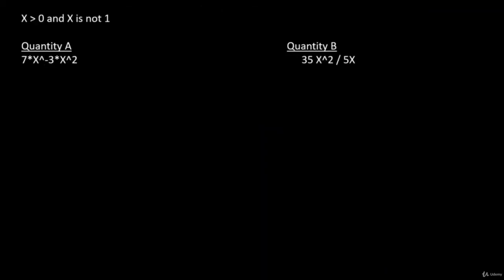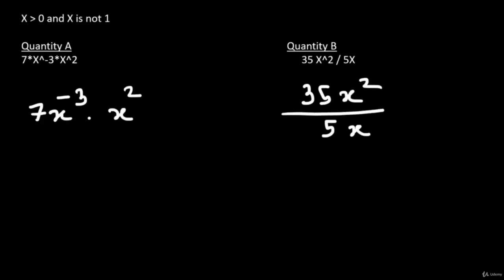Let's do this question. x is greater than 0 and x is not 1. Quantity A is 7 into x to the power minus 3 into x square. Alright. And quantity B is 35x square by 5x. Alright. Pause the video, give it a try, and then let's do it together.